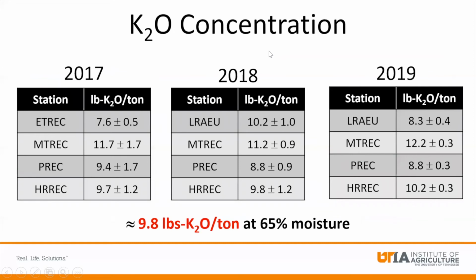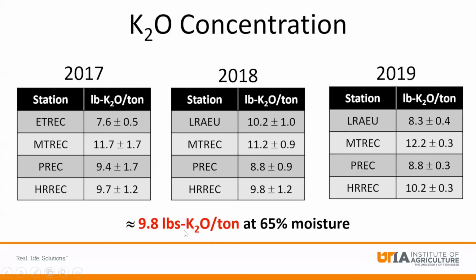Moving on to the potassium concentration, I'm not going to show the detailed graph here, but clearly you can see from the averages that we have here for the different experiment stations in different years, we have averages that vary quite a bit. The lowest being 7.6 pounds of K2O per ton of silage harvested. And the highest one here is up over 12 pounds of K2O per ton.